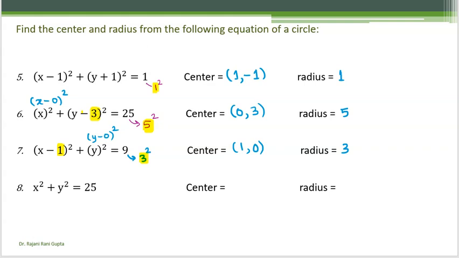So the combination of 6 and 7 is example number 8. For x, no number here, and no number here. So it means it is (x - 0)^2 and (y - 0)^2. And 25 you can write as 5^2. So comparing with the standard form of the equation, the center becomes (0, 0) and the radius becomes 5. I hope now it's clear.